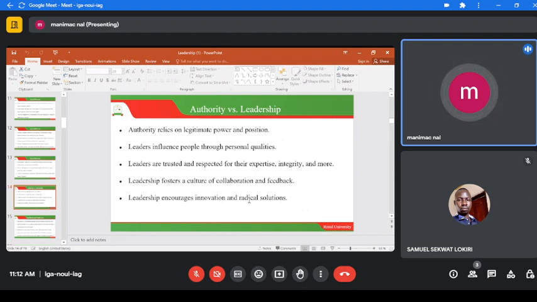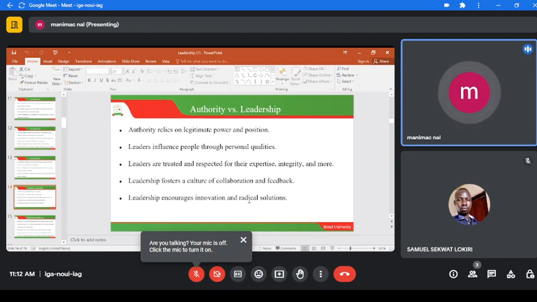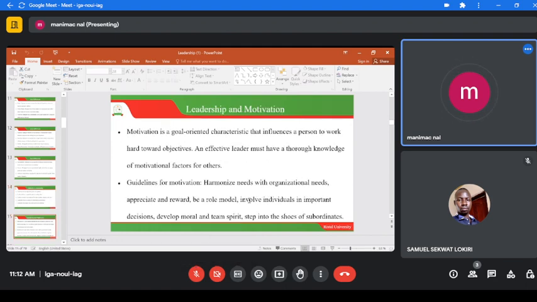The feedback that they get is what they are going to use to encourage innovation and also provide a radical solution to the problems or the feedback that they have got from the people. Okay. Furthermore, we should also look at leadership and motivation. Motivation is a goal-oriented characteristic that influences a person to work hard towards their objectives or towards given objectives.